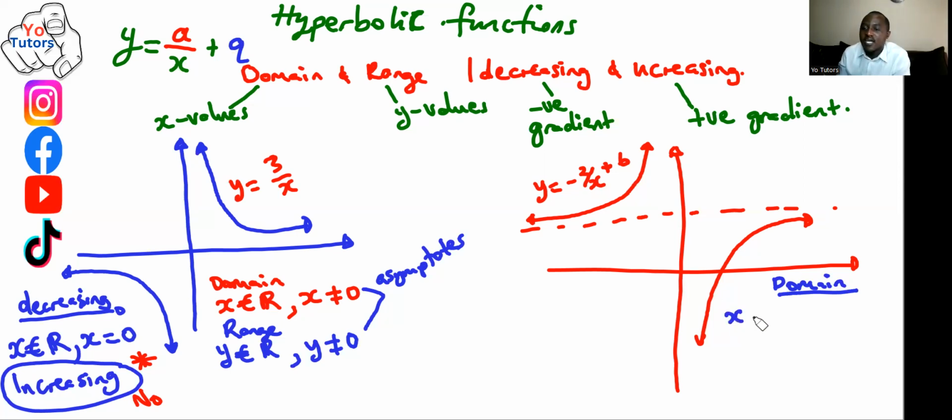Domain does not change. x is an element of real numbers, but x must not be equal to 0. But the range changes. Why does the range change? It changes because it's based on the q. So in this case, y is an element of real numbers, but y cannot be equal to q, which is 6. That's how it works. So y cannot be equal to 6 because that's why the graph doesn't touch it. But y can be any value except 6.